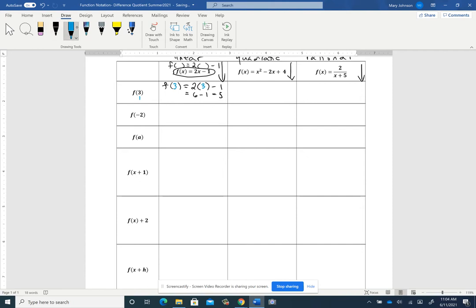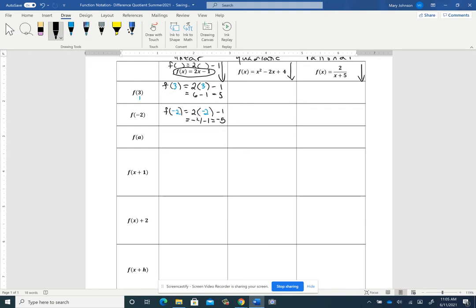So on the next example, the input is -2. So we're going to put a -2 where the x goes. So f of -2 would equal 2 times -2, and then we'd subtract 1. You've got to follow order of operations or use your calculator to be sure you're dealing with order of operations in integers correctly. So you would get f of -2 equals -5.